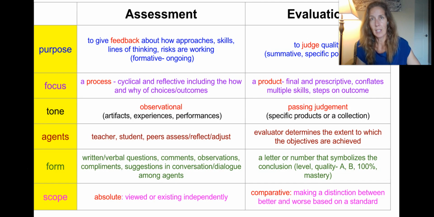For assessment, the agents involved, it's much more democratic this way: teacher, student, peers, everybody is sort of assessing and reflecting and adjusting. Whereas an evaluation is just the evaluator. The evaluator could be a peer and it could be the student. But again, it's sort of one agent determining if the objectives are met. And if there is going to be any evaluation, I think I would prefer the student to be the evaluator.